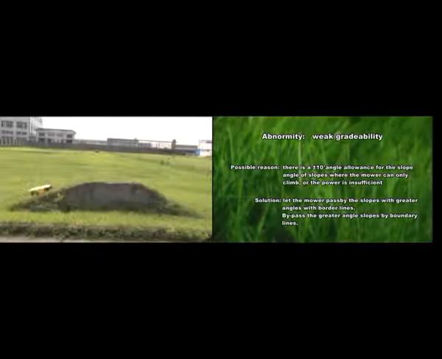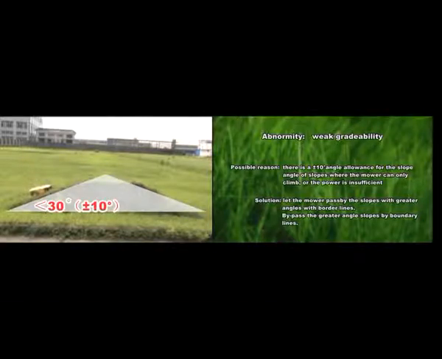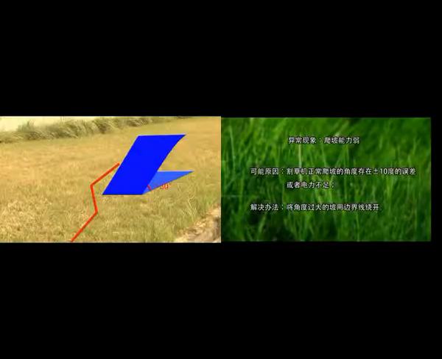Abnormality: weak climbing capacity. Possible reasons: there is a plus 10-degree angle allowance for the slope angle of slopes where the mower can only climb or the power is insufficient. Solution: bypass the greater angle slopes by boundary lines.